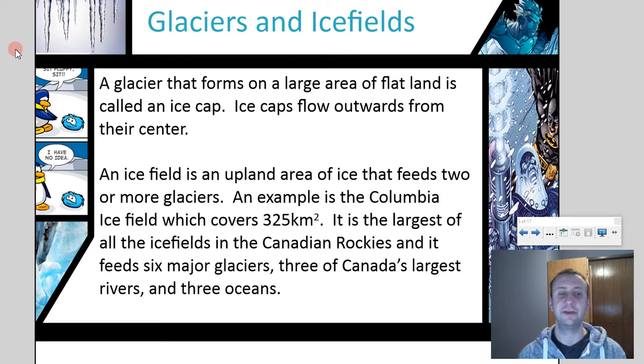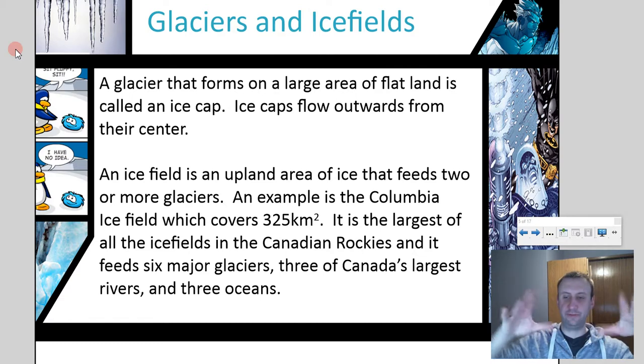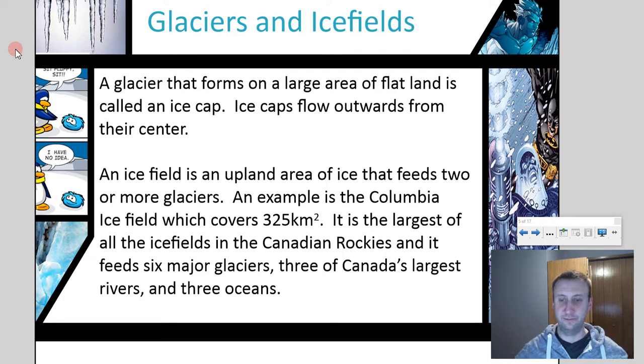An ice field is an upland area of ice that feeds 2 or more glaciers. So you can kind of think of it as you've got this kind of field, and then you have glaciers that are flowing down from that field afterwards. So the Columbia ice field covers 325 square kilometers. It is the largest of all the ice fields in the Rockies, and it feeds 6 major glaciers. So there's 6 pieces coming off of it that are falling down.